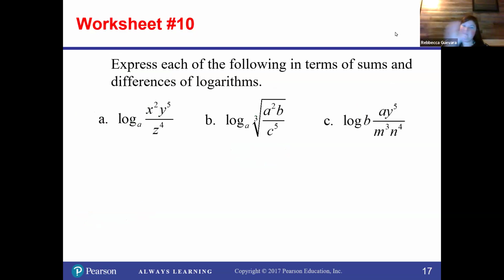All right. So using the power rule in combination with your product rule and quotient rule, take all three of these logarithms and write them in terms of sums and differences of logarithms. And we also want to make sure we don't have any powers. So we're going to try to do that as well.